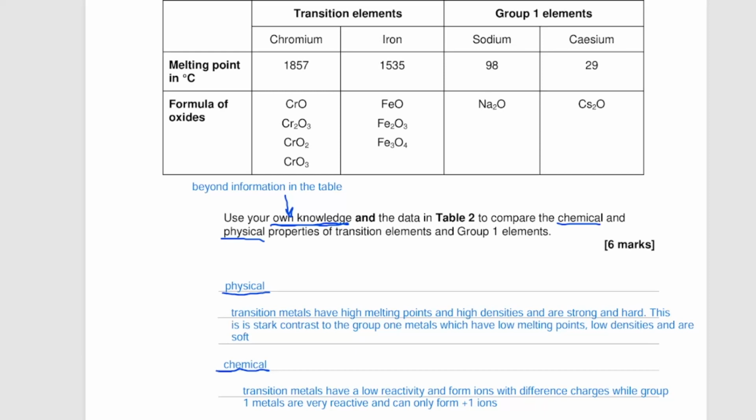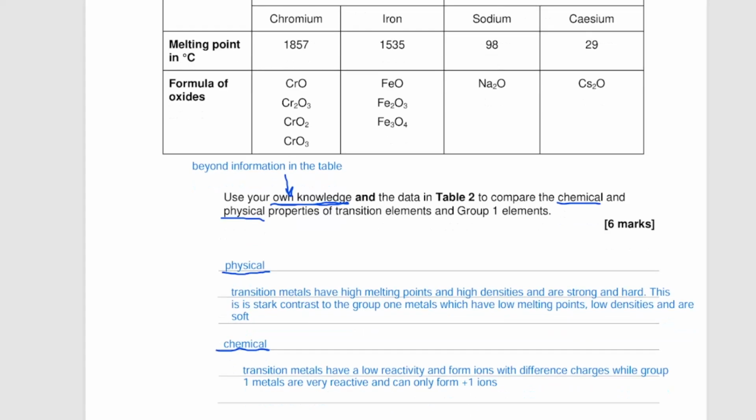Now, for an actual 6 marker, I wouldn't have these headings, but I'd just write it as full sentences. But I believe for the purposes of going through a paper and explaining it, it's best to have them as physical and chemical.